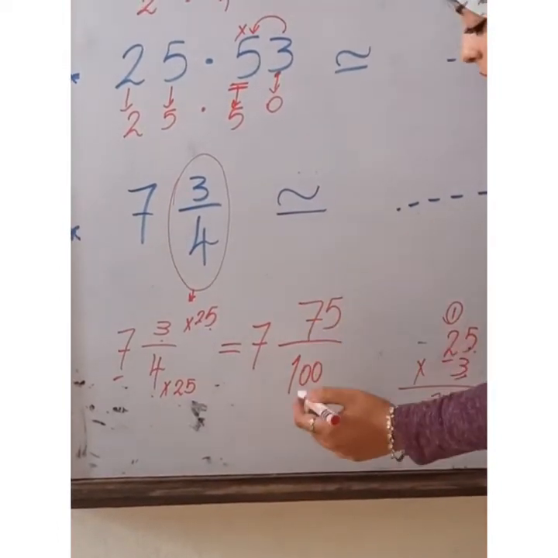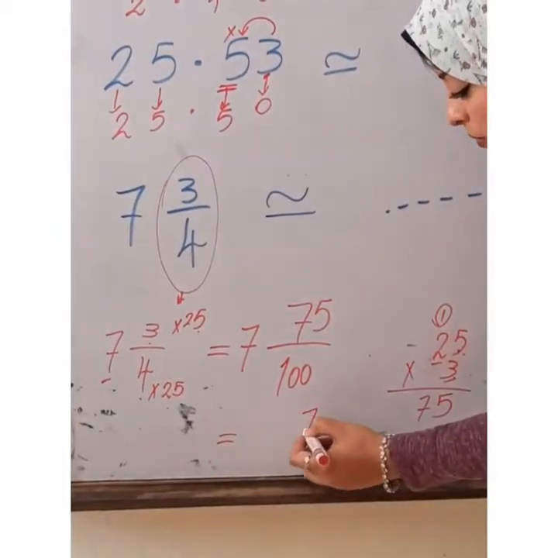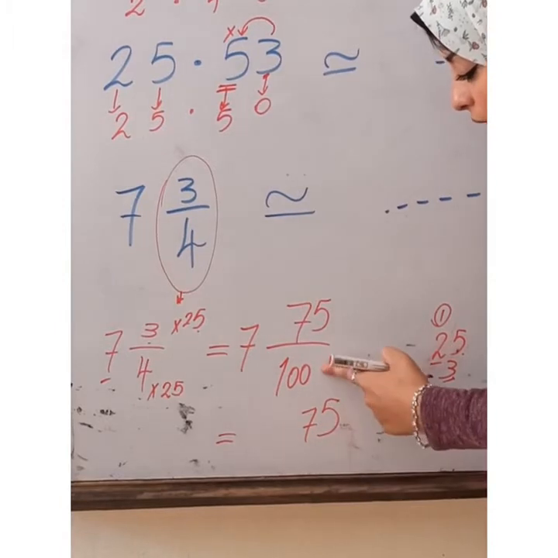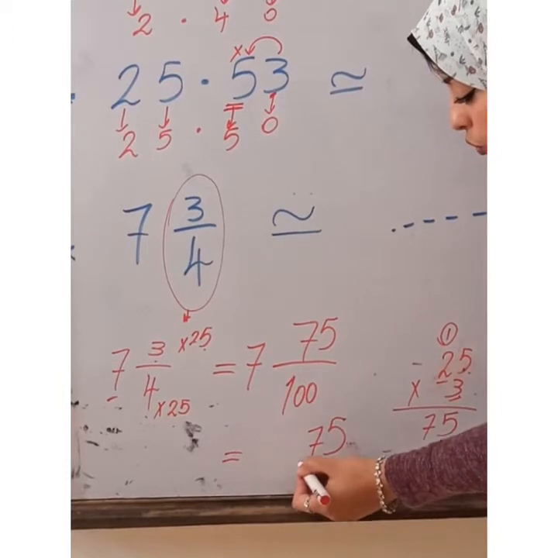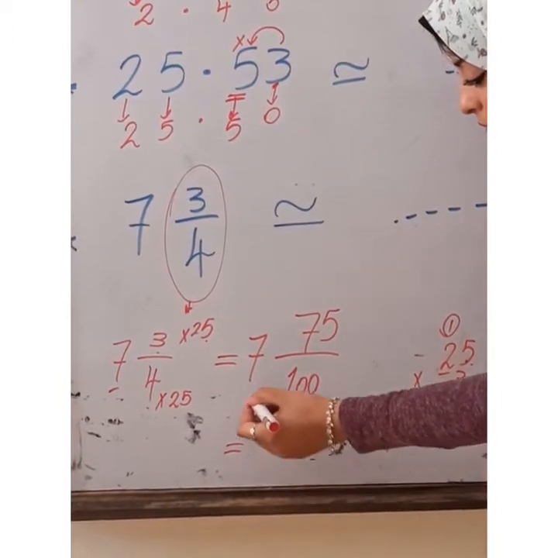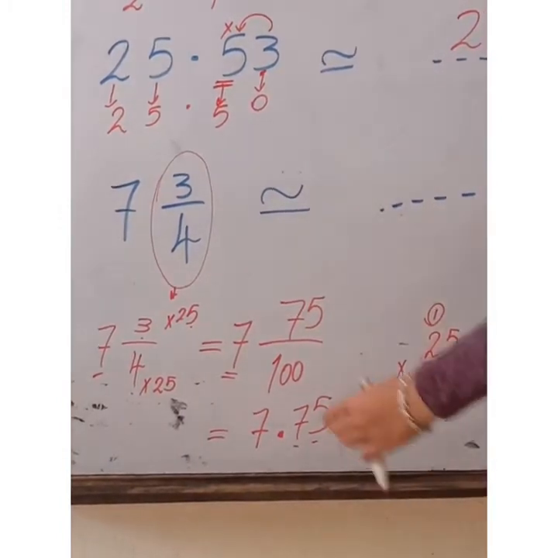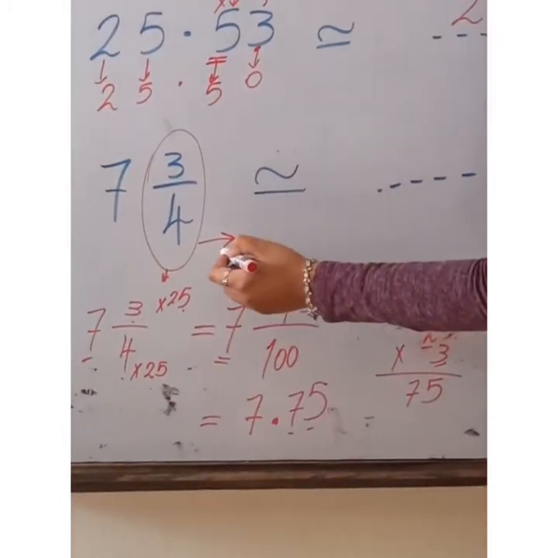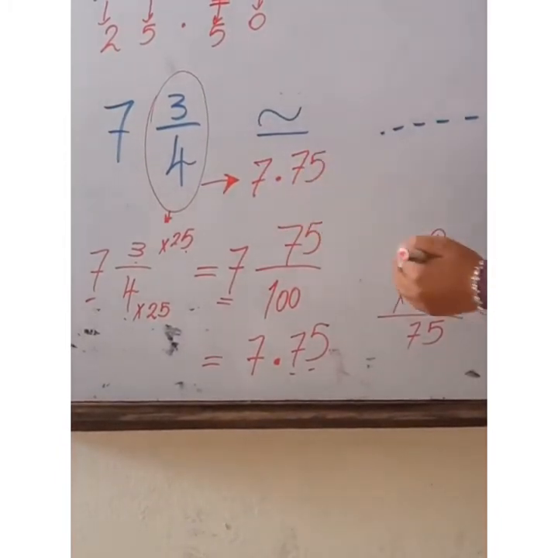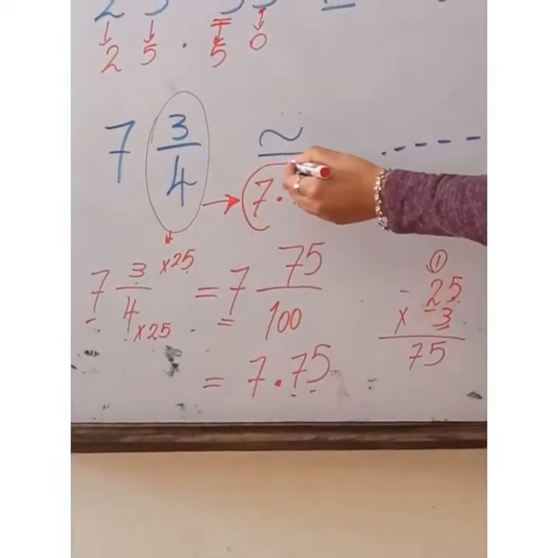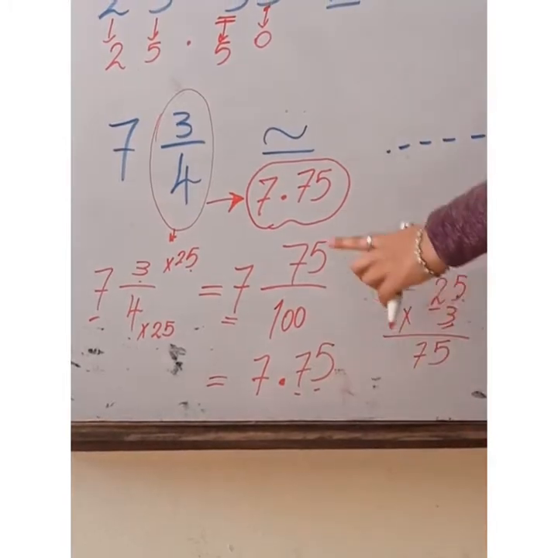Now we can put the decimal point here. We put the numerator, 75, and here we have 2 zeros, which means we put the point after 2 digits. 1, 2, so we put the point here. Then bring down the whole number, which is 7. Then this number will be 7.75. This number will be approximated to the nearest tenth.